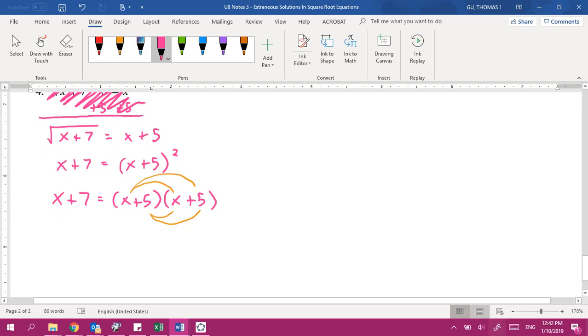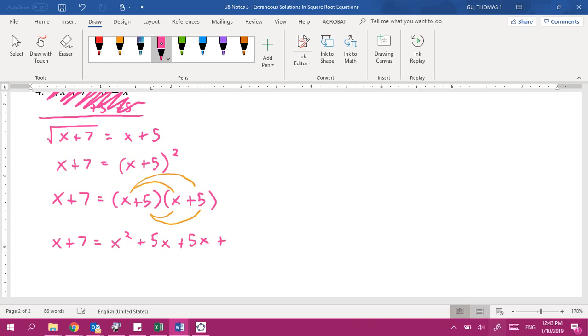Nice moon right there. All right, so x plus 7 equals, and if I foiled it out, what would I actually get here? x squared plus 5x plus 5x, you multiply them. And then plus 25. Then you combine like terms. That's right. And so what would you get after you combine like terms? x squared plus 10x plus 25.